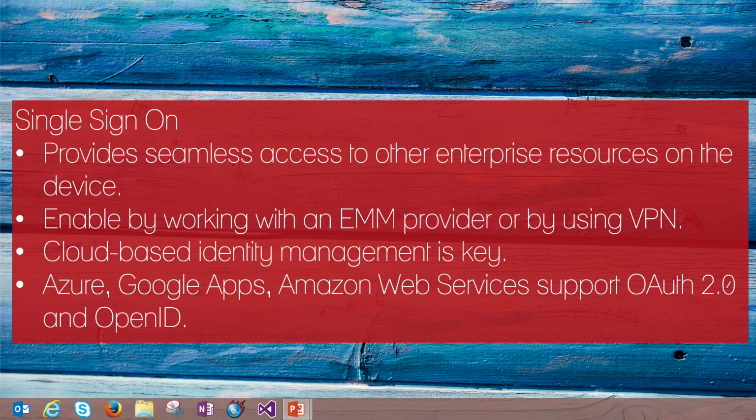Think of it this way: in the consumer mobile app world, you think of Twitter and Google and Facebook as providing a mechanism for single sign-on because they support OAuth or OpenID. So in the enterprise world, we look to Azure, we look to Google Apps, and we look at Amazon Web Services as mechanisms that can provide a token to identify our user and then allow them to have access to other enterprise resources. And you have the added bonus that it's very nice and convenient for your end users.